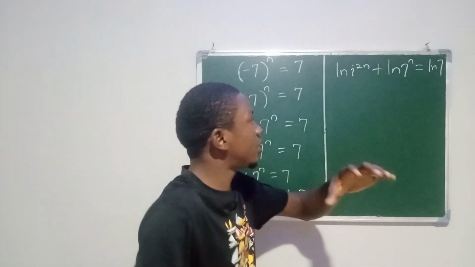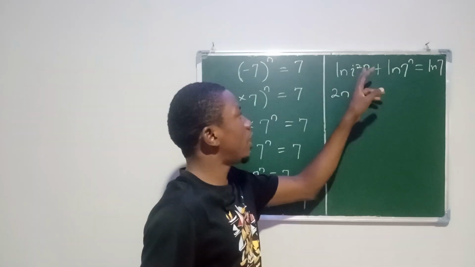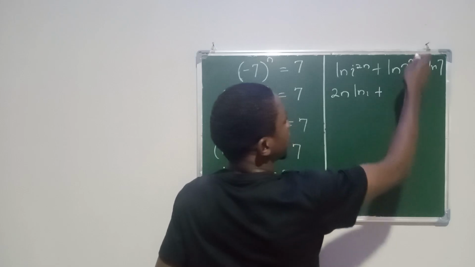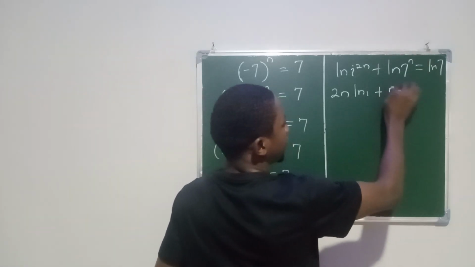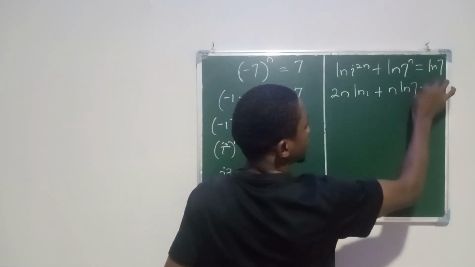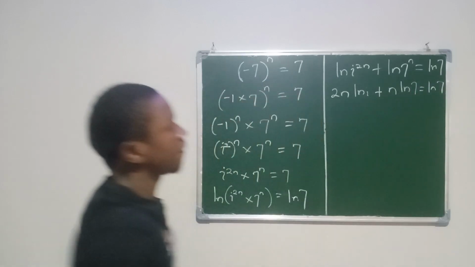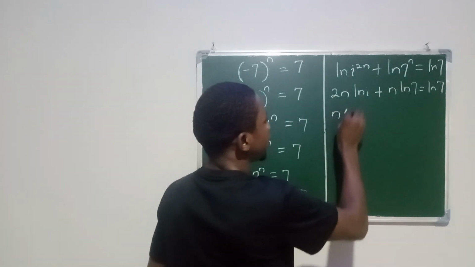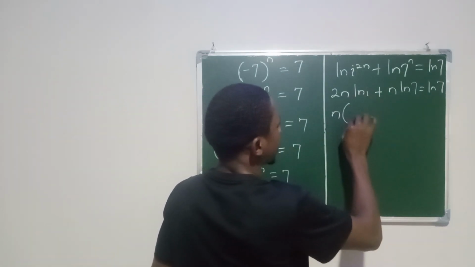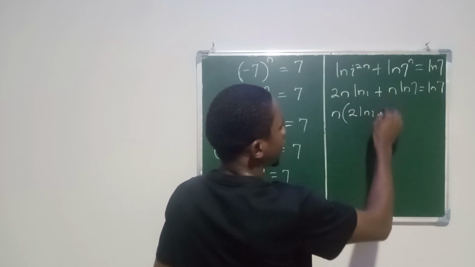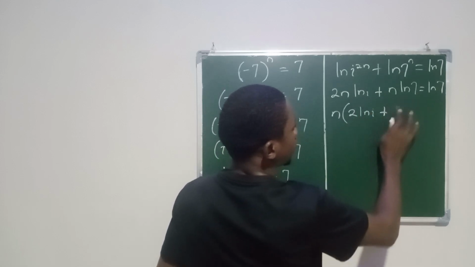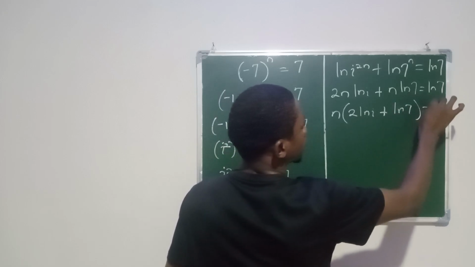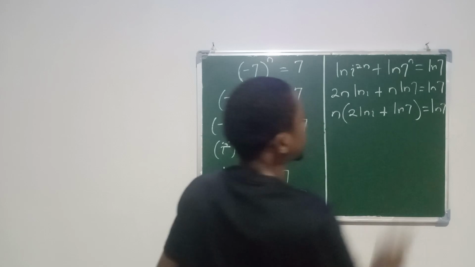From this point, the power is brought behind. So we have 2n log i plus, the power here in this case comes behind, n times the natural log of 7, is equal to the natural log of 7. At this point, I think we can factor out n. So we have n bracket 2 ln i plus the natural log of 7 is equal to the natural log of 7.